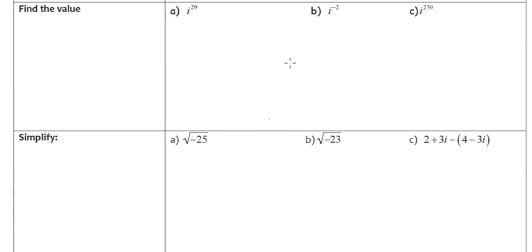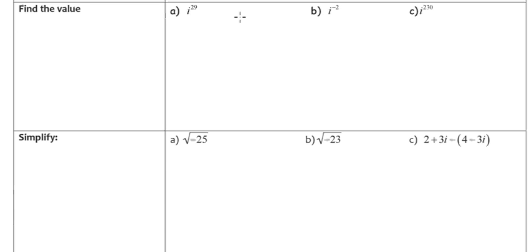All right, here we go. Second part of the first page for the 1.5 notes. It just says find the value, and it gives us i to various powers here. As we learned in the last video, we're going to take the power, divide it by 4, and the remainder that's left over can help us out.